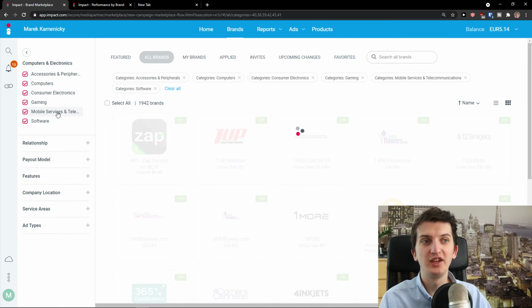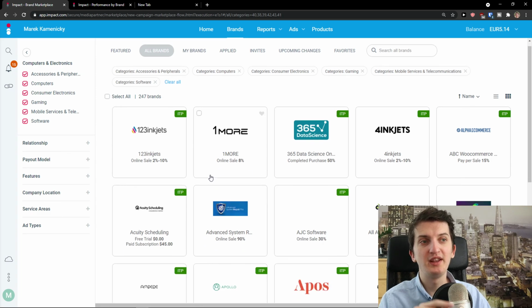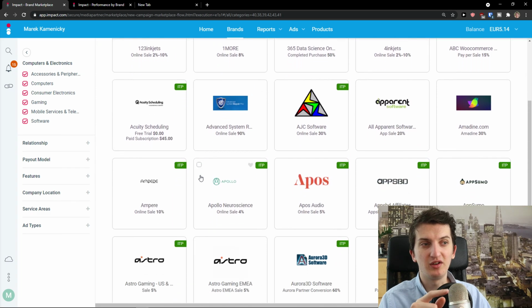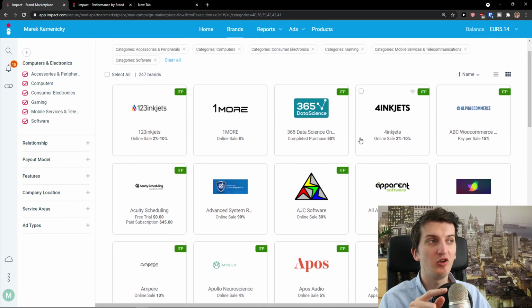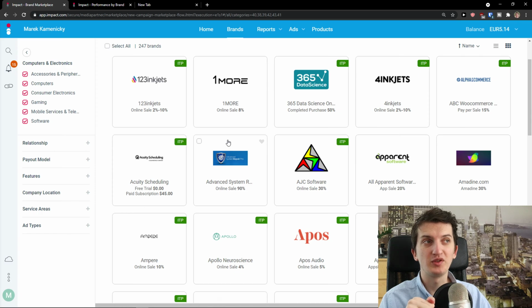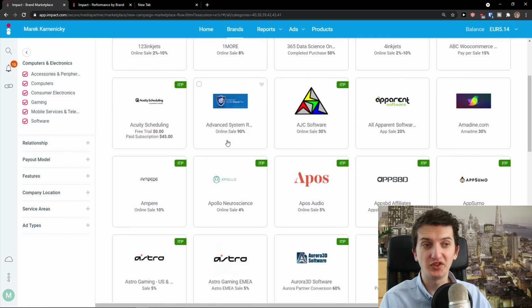Computers Electronics. My recommendation is definitely to read how much money you can actually earn from it. So you can see that, okay, we get the app sale, online sale, 8%, which is pretty good. But some of them even offer 15%, or just for transactions, so that can be even more. That's something you should definitely keep in mind.